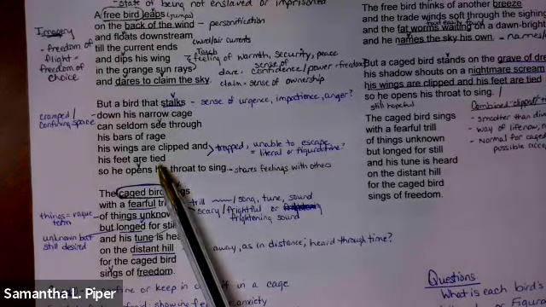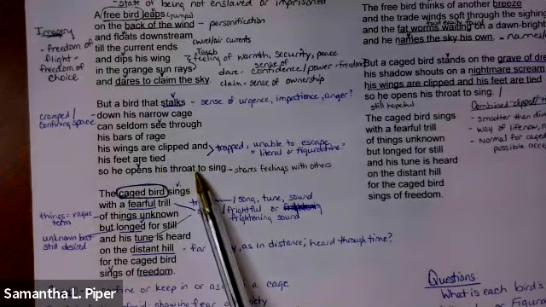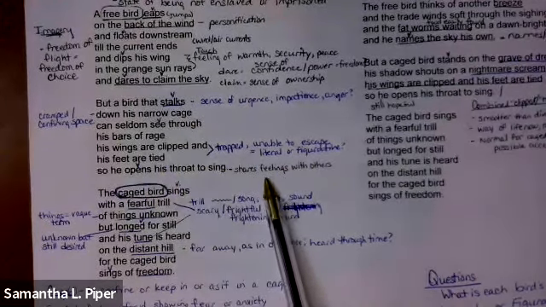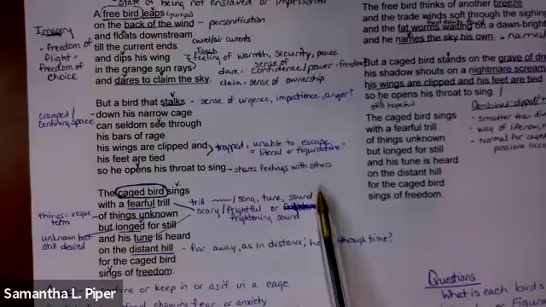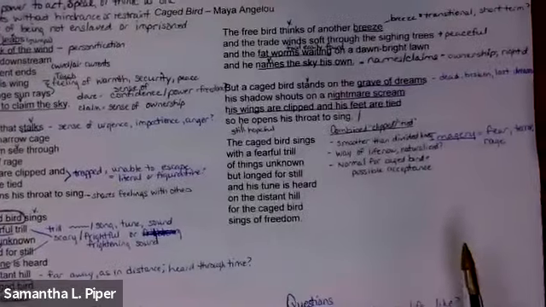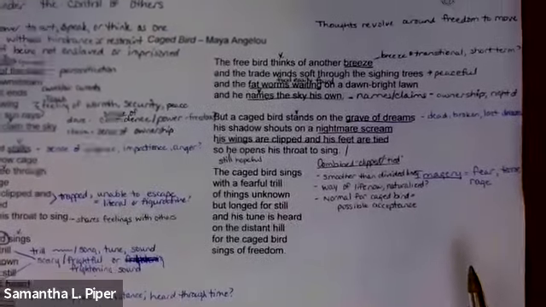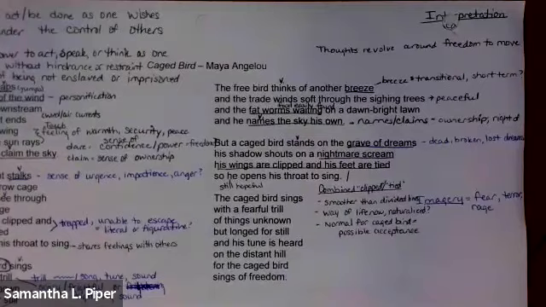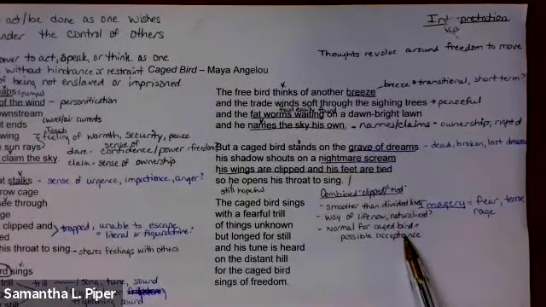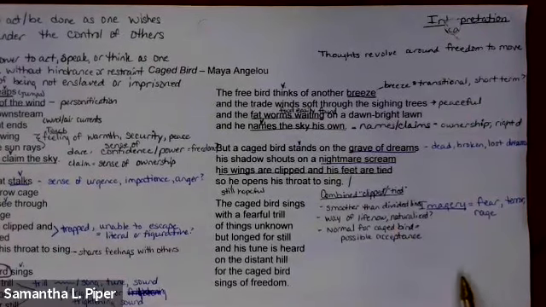Maybe he's not in jail. Maybe he's not in an actual cage of bars. Maybe there's a little bit more figurative language there. But we see him open his throat to sing, so he's sharing his feelings with others. These are those types of different ideas in the interpretation where we're taking the information that we've got in that literal stage and interpreting that information for meaning.